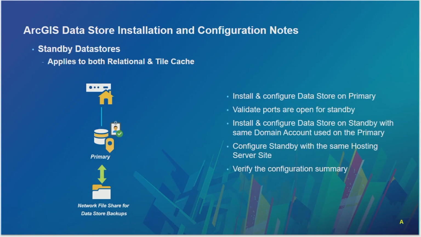Another instance where we want to have a multi-node data store. This is to say that if one data store goes down, I want to make sure that I have a standby data store ready to go and that it'll transfer over. So how do we do that? We will first install and configure the data store on the primary. And then we want to install that on our standby machine, but we have to verify that, again, all those ports are available to that standby machine.